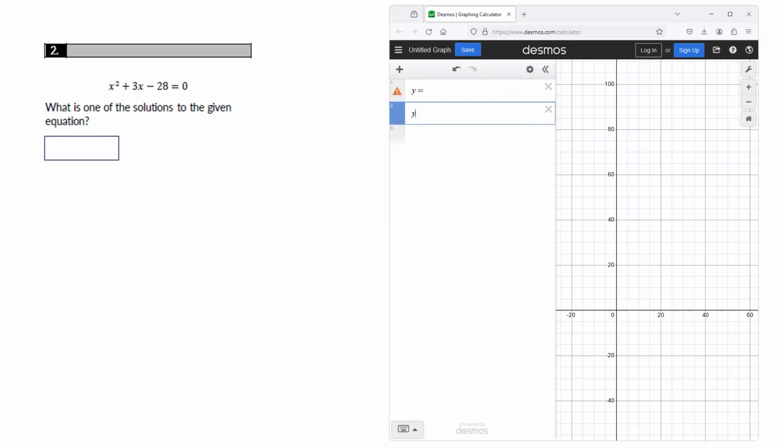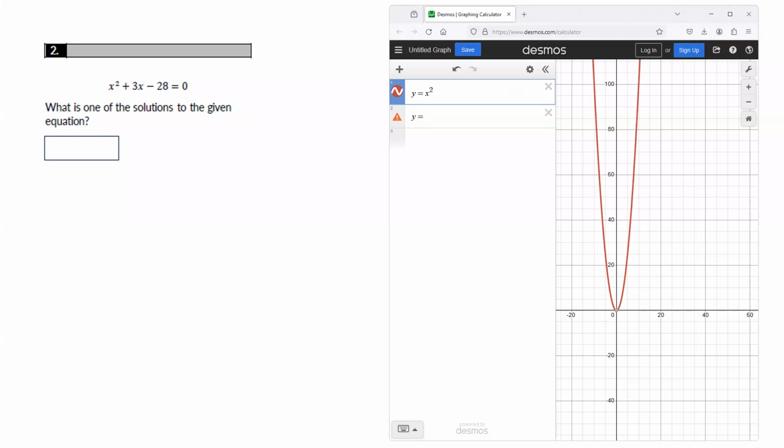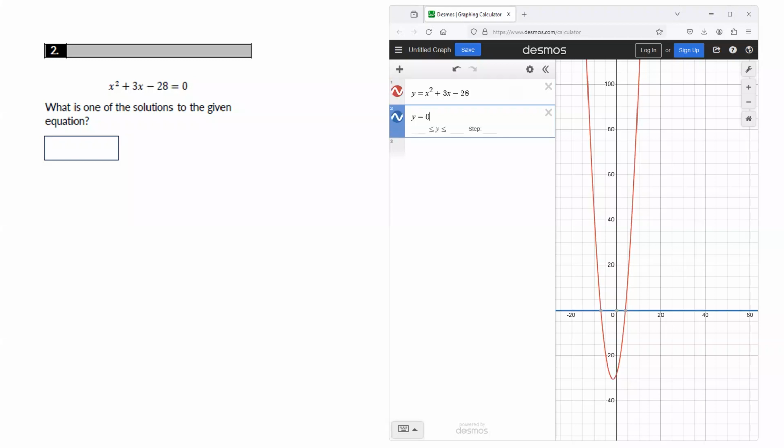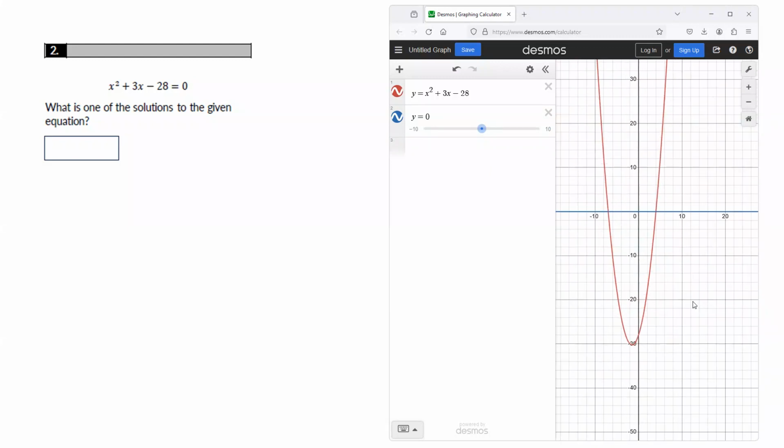That means I'm going to start with y equals, and I'm going to type that twice. Then I'm going to type the first half of this equation, x squared plus 3x minus 28. And I'm going to type the second half of this equation. In this case, it's just 0. And the solutions, let me zoom in a little bit.